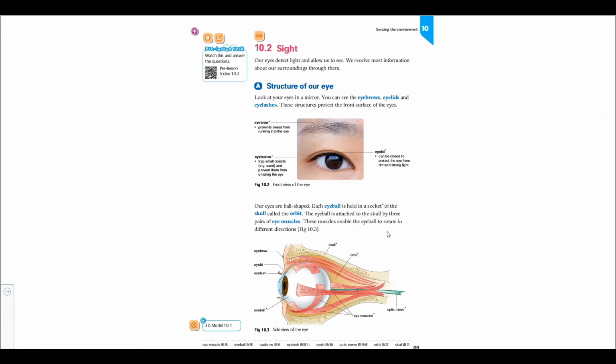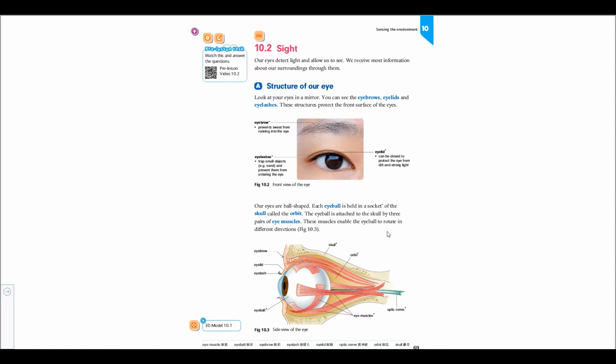Hello everyone, this video will be about chapter 10.2 of your book 2B. It will mainly focus on the sense organ, the eye, and the respective sense produced, called sight. In this section we'll discuss how sight is produced and what affects our ability to see different things. First, we know that to see things we need our eyes.